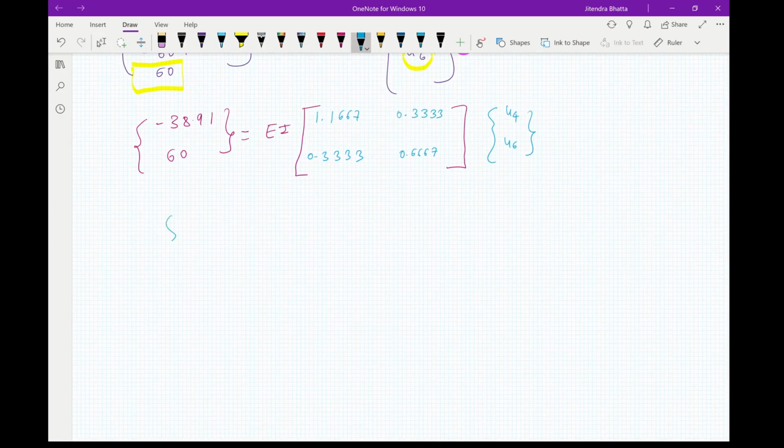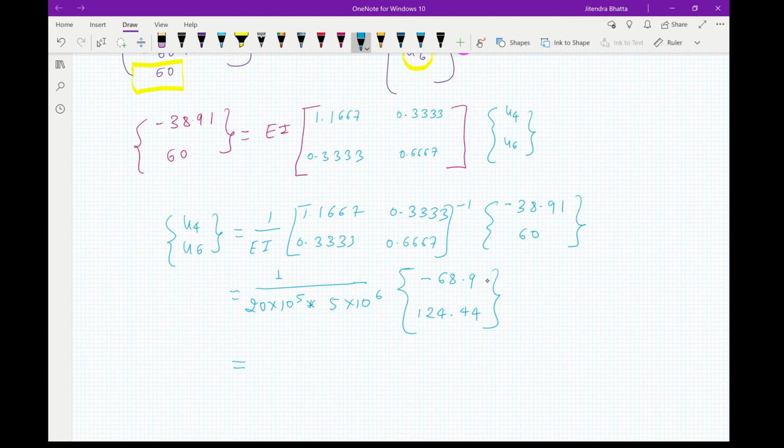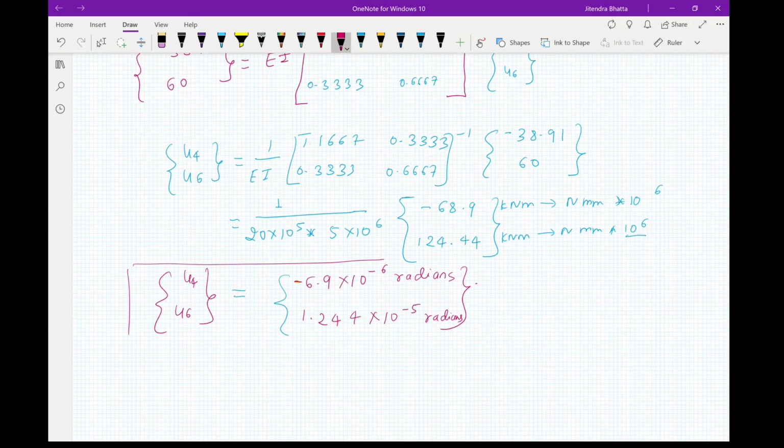This one is in kilonewton meter, this one also kilonewton meter, so I have to change that to Newton millimeter. For this one you have to multiply by 10 to the power 6, and here also 10 to the power 6.